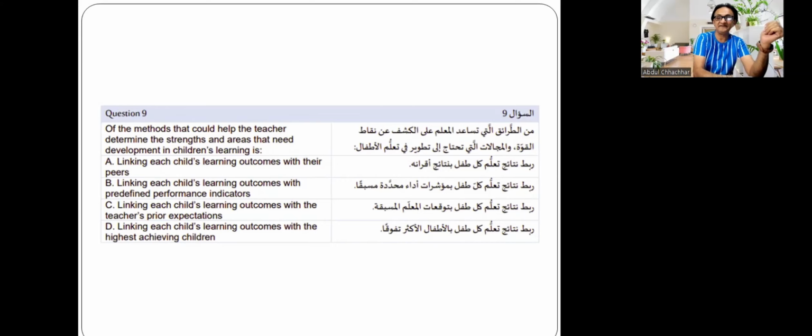Performance indicators mean the standards and benchmarks set by the curriculum, for example, Common Core standards, NGSS standards, English standards, course standards, CBSE standards. They set the standard based on which you are learning, or you will be measuring the learning outcomes.